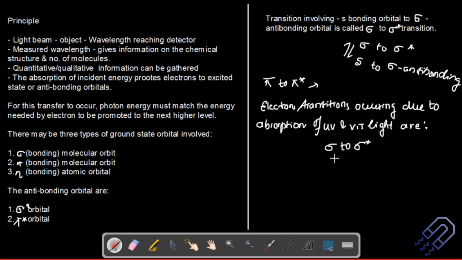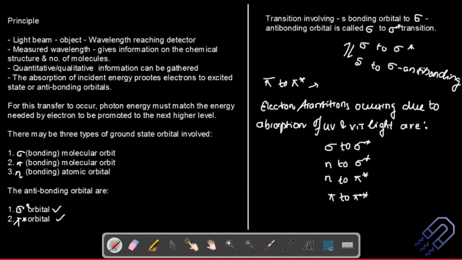Okay. And then we might have a transition from n to sigma star. If you talk about the antibonding orbital, there are two. You can have a transition from sigma to sigma star. You can have a transition from the atomic orbital to the antibonding orbital as well. That transition is also possible. And UV visible spectra actually can give that information. And then we can also have a transition of pi to pi star. So these are the four important transitions that you should remember.